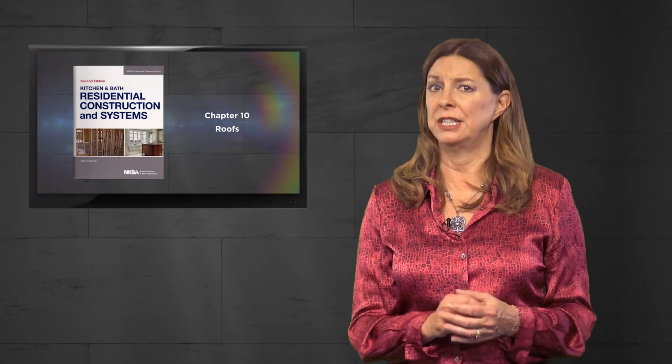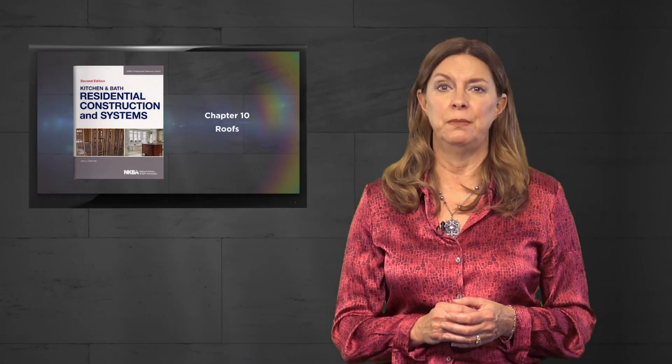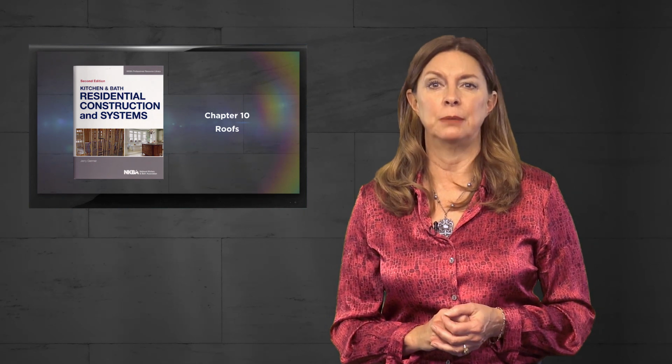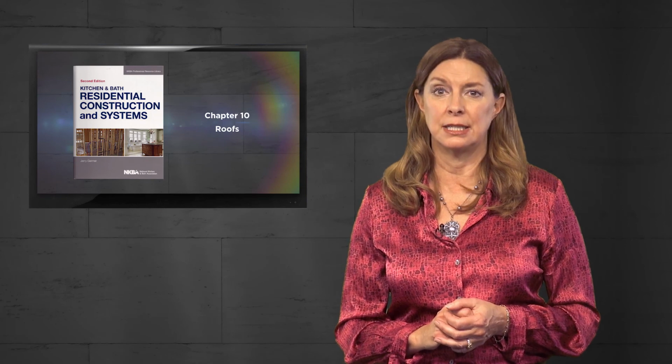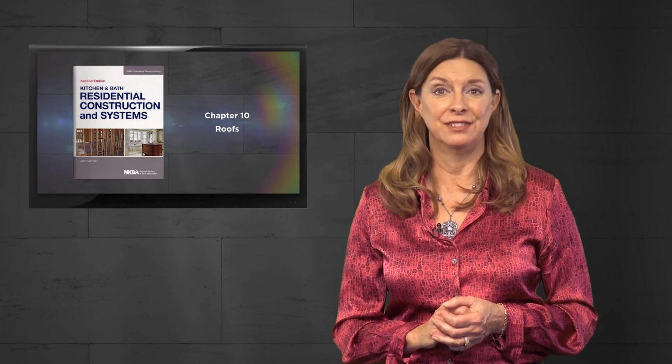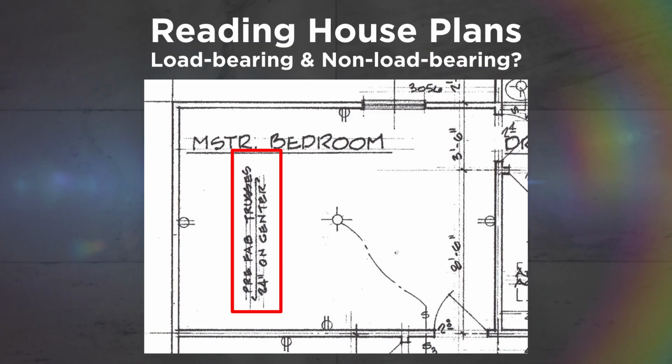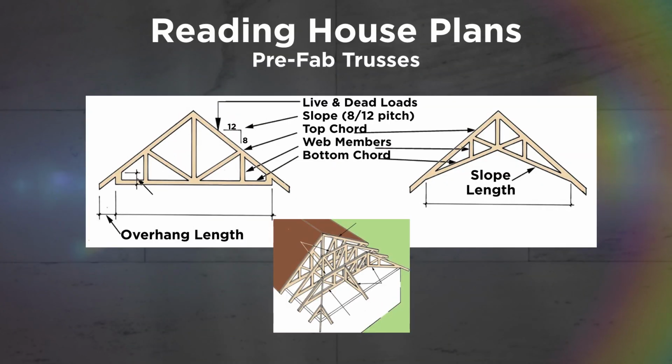We briefly mentioned the type of roof construction for this home. Additional information on that can be found in Chapter 10 of the Kitchen and Bath Residential Construction and Systems. We'll review the highlights now. This was our notation in the master bedroom indicating the type of roof construction for this home. Prefab trusses are custom designed for each home. Flat ceilings or cathedral ceilings and even hip roof construction is possible with prefab trusses.